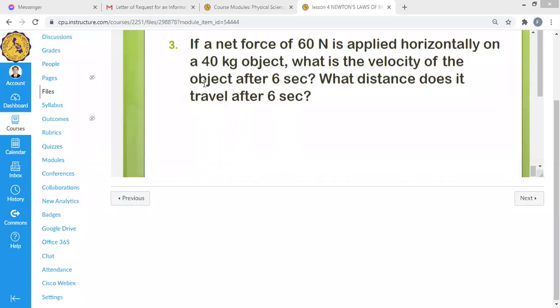Again, from our example here, you'll realize that from a given force and a given mass, we can obviously find our acceleration. That's the most obvious thing that we can get. So A is F net divided by mass, and we have that in our earlier problem. Therefore, this is 60 newtons divided by 40 kilograms.